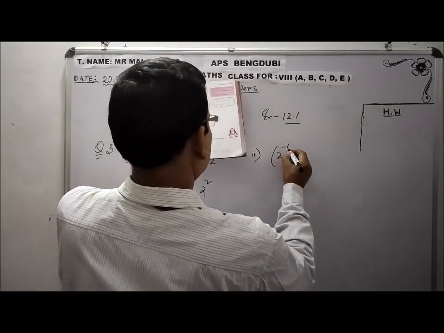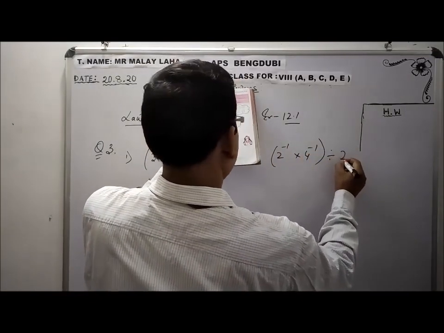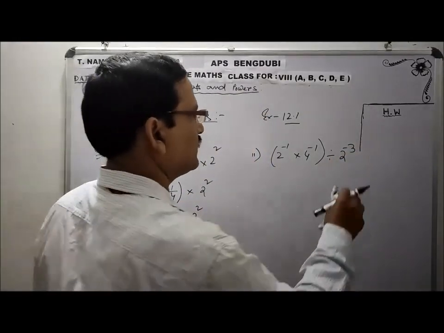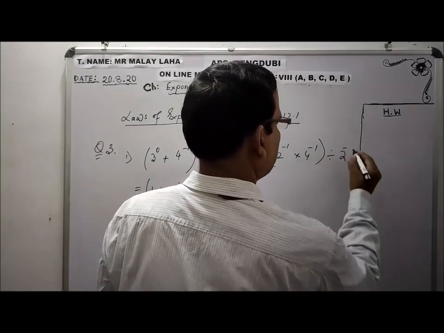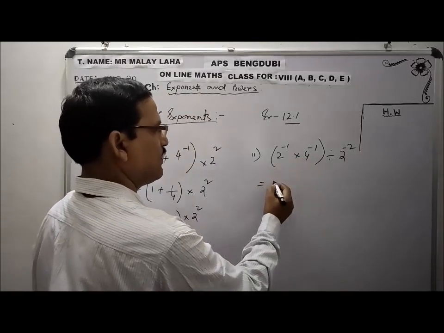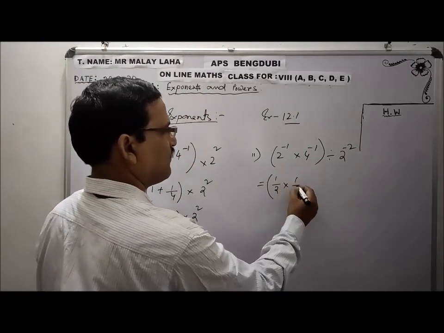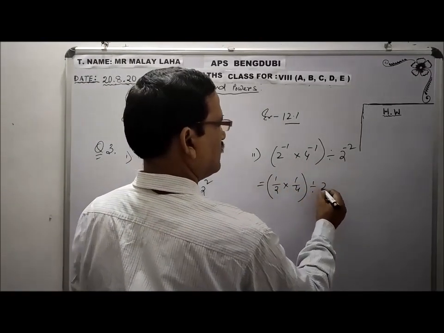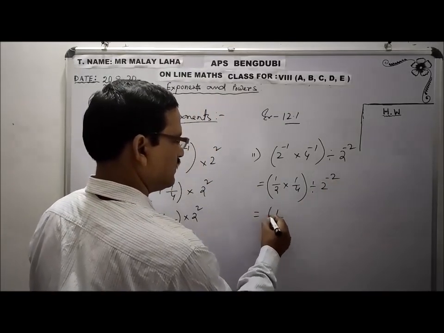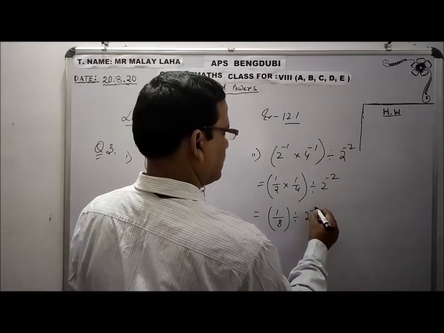2 raised to minus 1 into 4 raised to minus 1, divided by 2 raised to minus 2, not 3. Minus 2. What will you do? Nothing you can do, only you have to make it positive. 1 by 2, 1 by 4 divided by 2 raised to minus 2. What is coming? 1 by 8 divided by 2 raised to minus 2.